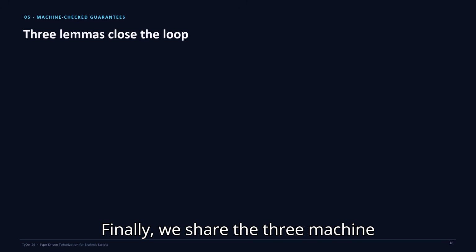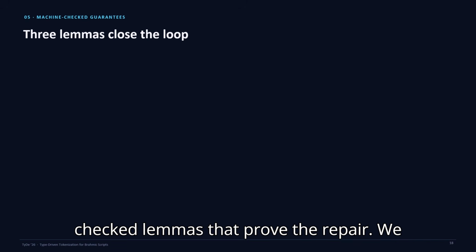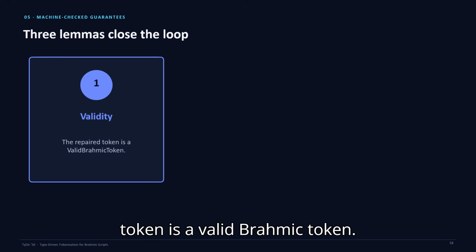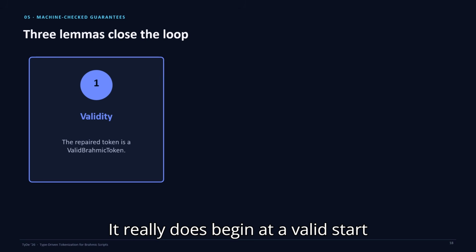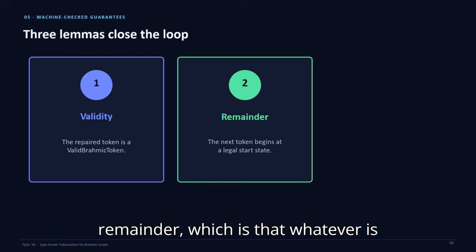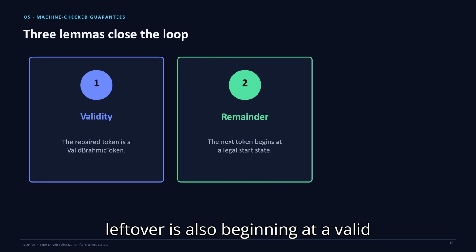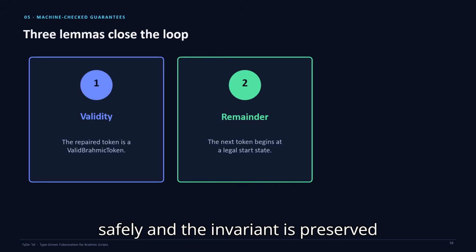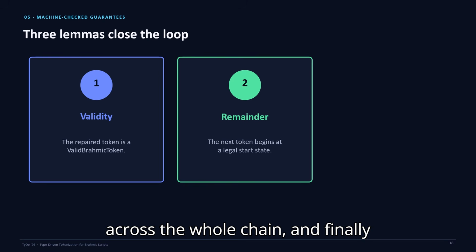Finally, we share the three machine check lemmas that prove the repair. We start with validity, that the repaired token is a valid Brahmic token. It really does begin at a valid start state. Then we have one on the remainder, which is that whatever is left over is also beginning at a valid start state. So the next token can start safely and the invariant is preserved across the whole chain.